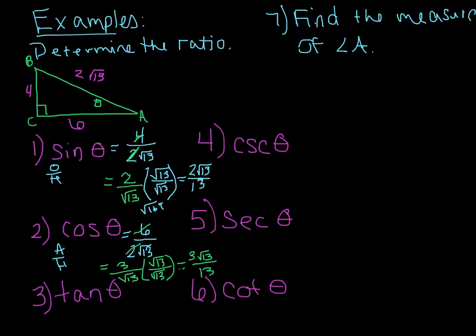Tangent of theta. Tangent's opposite over adjacent. So if I'm looking at the opposite side of theta, that would be 4. My adjacent side next to my angle is 6. So 4 over 6 reduces to 2/3.